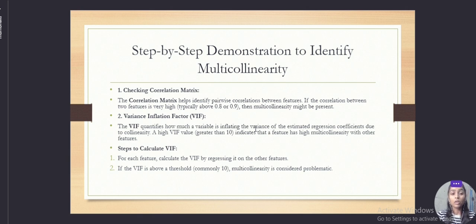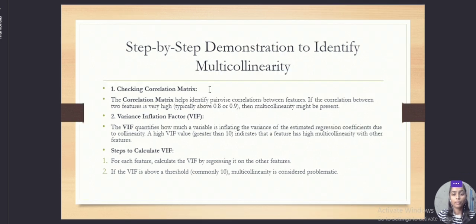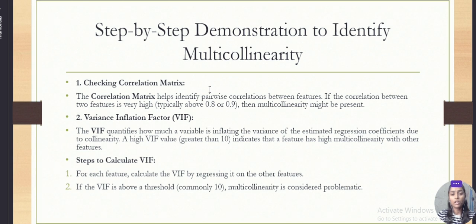Step 1 is checking the correlation matrix. The correlation matrix helps identify pairwise correlation between features. If the correlation between two features is very high, typically above 0.8 or 0.9, then multicollinearity might be present.